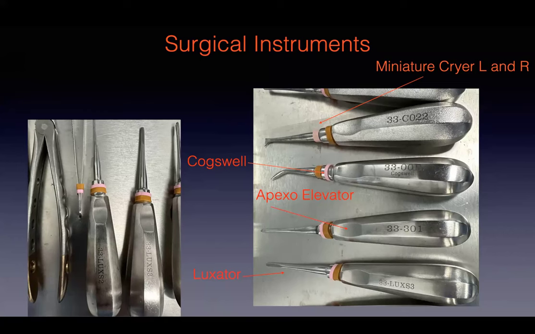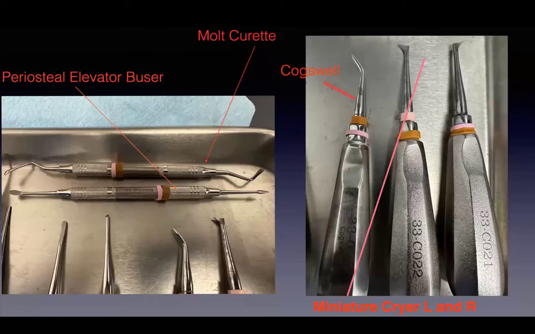If they don't loosen the tooth, then I use my surgical handpiece and section the tooth, especially multi-rooted teeth. I try not to cut the bone; I cut into the tooth. Then the Molt curette is used to clean the socket. I also use that to inspect the facial plates and make sure there's no damage during the extraction or that the facial plate is not missing.